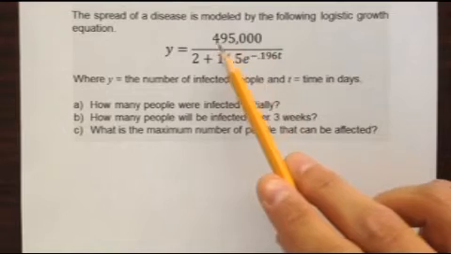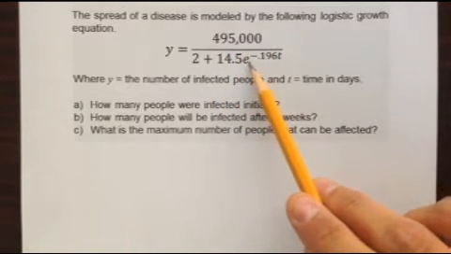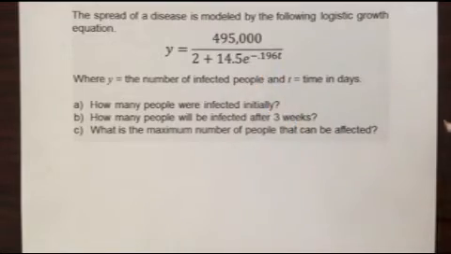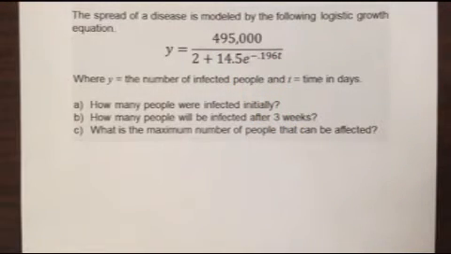Notice we got the 495,000 on top, and on the bottom we have 2 plus the 14.5e, that's our constant there, to the negative 0.196t. When you're doing this, remember you have to divide with parentheses, so we'll talk about that in a minute as we go through. Y is the number of infected people that you get, and T is the time in days. So let's look at these questions one at a time. You're going to have a question just like this on your test.